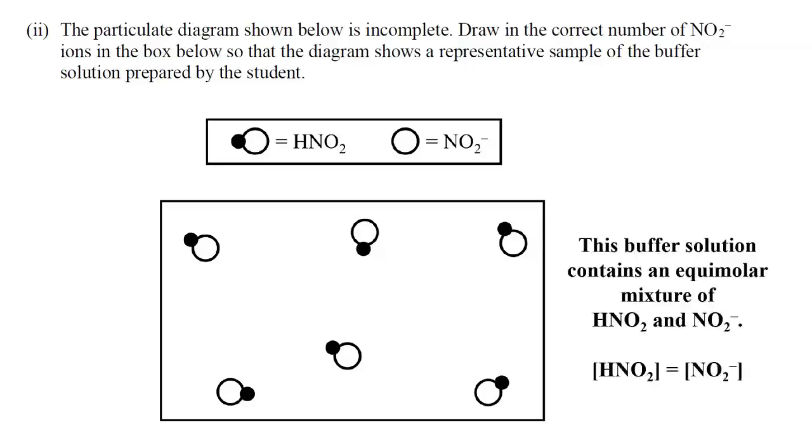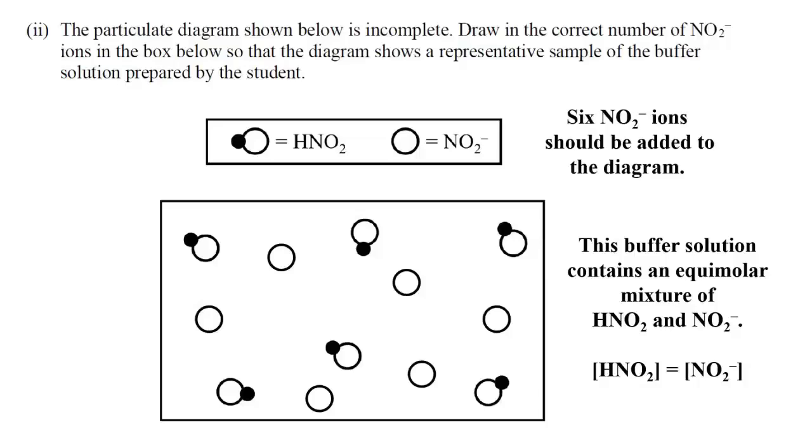So we know that this buffer solution contains an equimolar mixture of HNO2 and NO2 minus. If there are 6 HNO2 particles that are featured in this diagram, then we should draw in 6 NO2 minus ions. 1, 2, 3, 4, 5, 6. So the answer to this part, as far as completing the particulate diagram, is that 6 NO2 minus ions, represented by the white circles, should be added to complete this diagram.